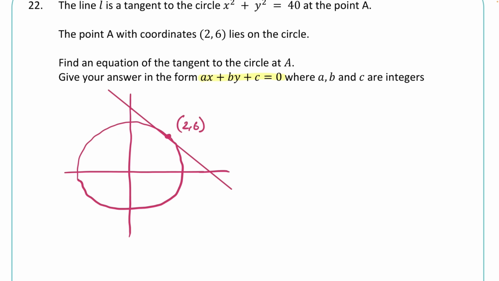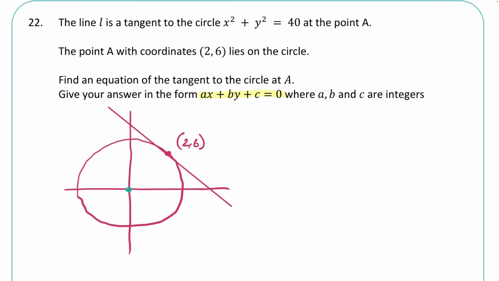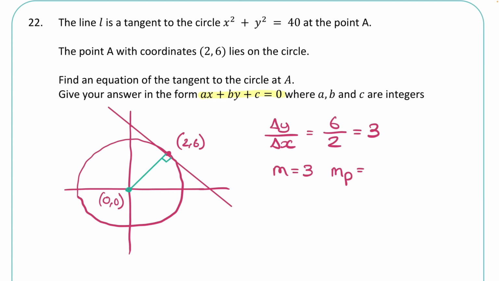So when we are working out a tangent to a circle, I need to think about the gradient of the radius. The radius is at a 90-degree angle to that tangent there. So I can work out the gradient as it goes from 0, 0. It goes up to 2, 6. So the change in y over the change in x. It goes from 0 to 6. So 6, change in x is 2. So the gradient is 3. So if the gradient is 3, the perpendicular gradient is minus 1 over 3.